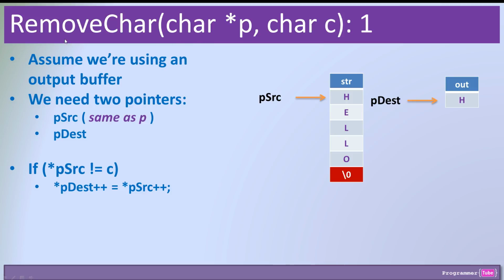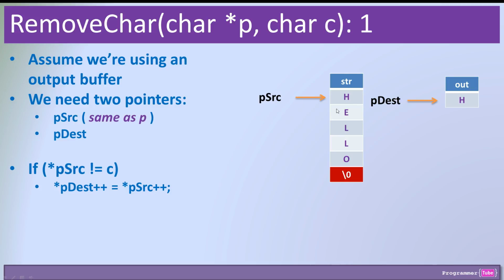The first thing we want to do is in our remove char function, we're going to pass in the string as a char pointer p and the character we want to remove as a char c. For now, let's assume we're using an output buffer. So the first thing we do is check if the contents of p source is not the character we want to remove. In that case, we simply copy it to the destination. So we say contents of p destination equals contents of p source. At the same time, we advance both the destination and the source pointer.